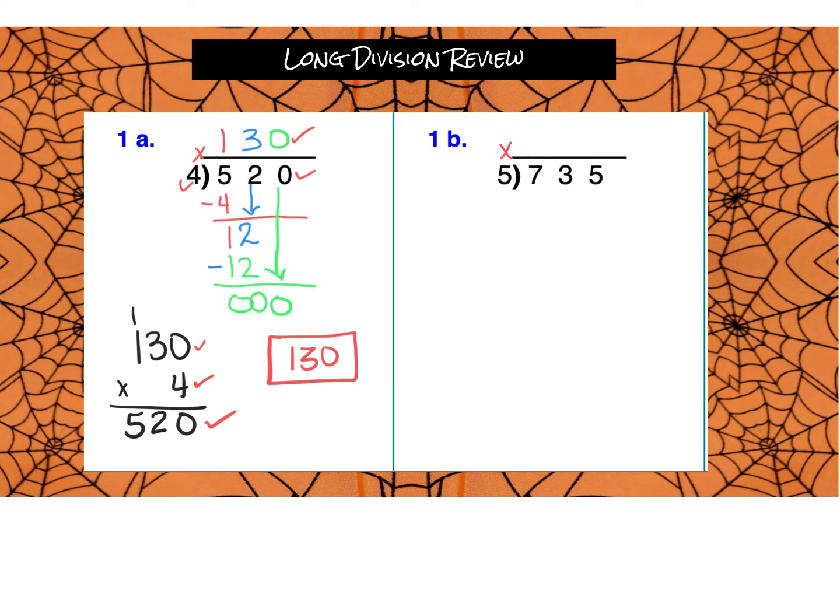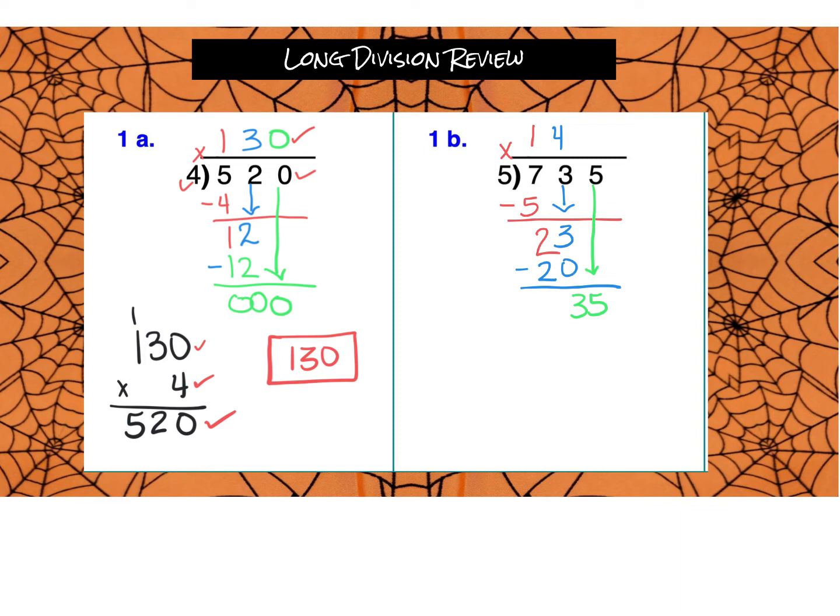All right, we're going to go ahead and start. Ask yourself how many times 5 will go into 7. The answer is 1. So 1 times 5 is 5, so I subtract my 5. 7 minus 5 is 2. I need to draw my arrow and I need to bring down my 3. And I need to ask myself how many times will 5 go into 23, and the answer is 4. 4 times 5 is 20, so I subtract 20. 3 minus 0 is 3, and again, I'm going to bring down my 5, and I'm using my arrows so I don't lose my space.